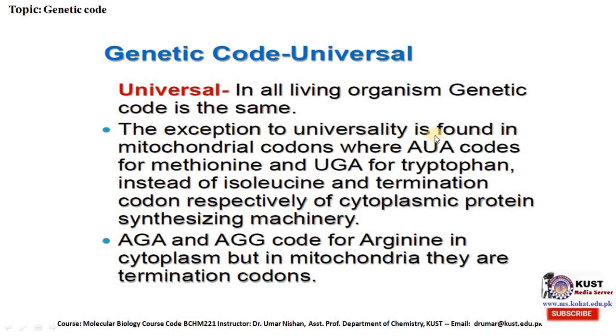The exception to universality is found in mitochondrial codon, where AUA codes for methionine and UGA for tryptophan instead of isoleucine and termination codon respectively of cytoplasmic protein synthesizing machinery. So these are some of the exceptions in this universality of genetic code. This has to be kept in mind. AGA and AGG code for arginine in cytoplasm, but in mitochondria they are termination codons. So these exceptions have to be kept in mind.